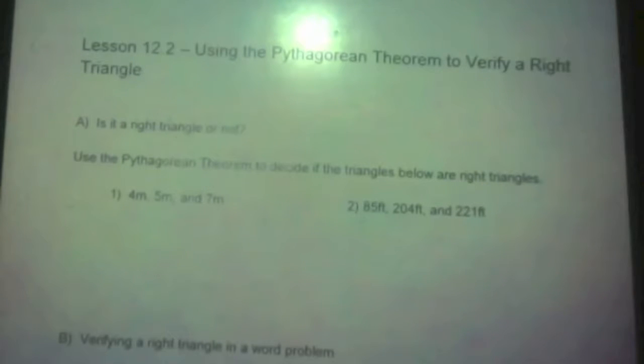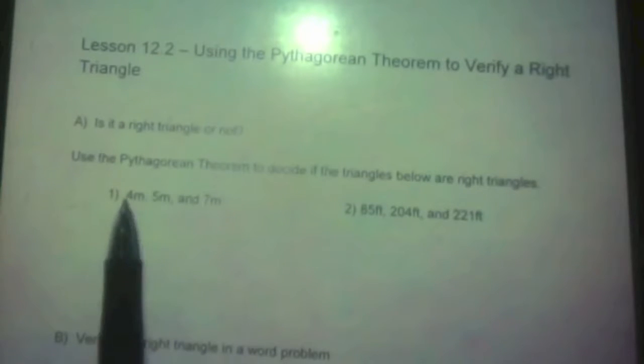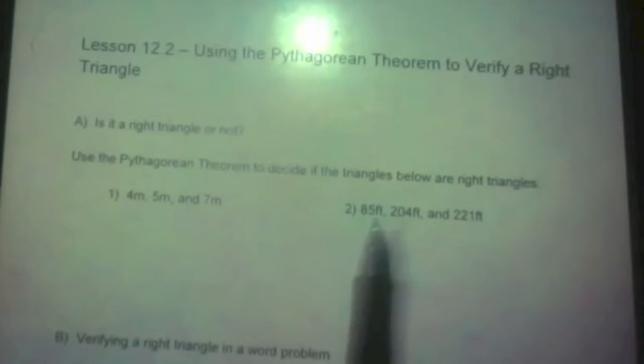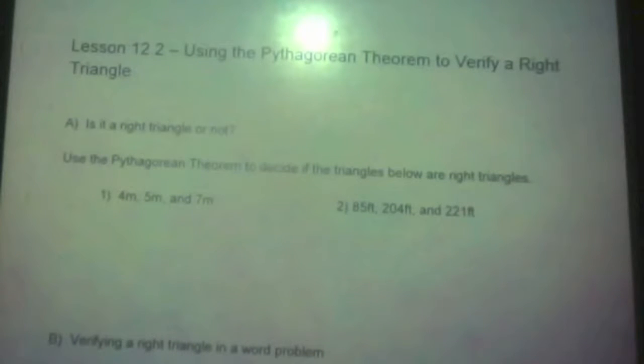So let's take a look at our first couple triangles. We have triangle number 1 and triangle number 2. We're going to see if either one of these are posers, if they're trying to be a right triangle, or if they actually are a right triangle.